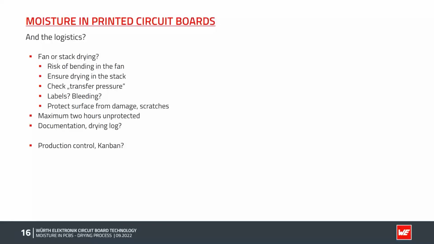So another thing is, what about the documentation of the production? Do you have some charts accompanying the process? Is there a drying log? So this is always helpful, especially in the implementation of the process, to find failures or things that have not been observed correctly. And another thing is, how is your production organized? Is there a Kanban, for example? So that could allow to fill the drying oven if there is a space, so to have a continuous drying and usage process.